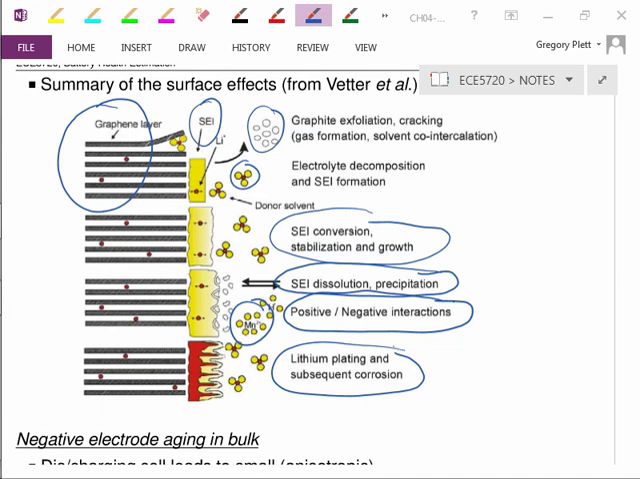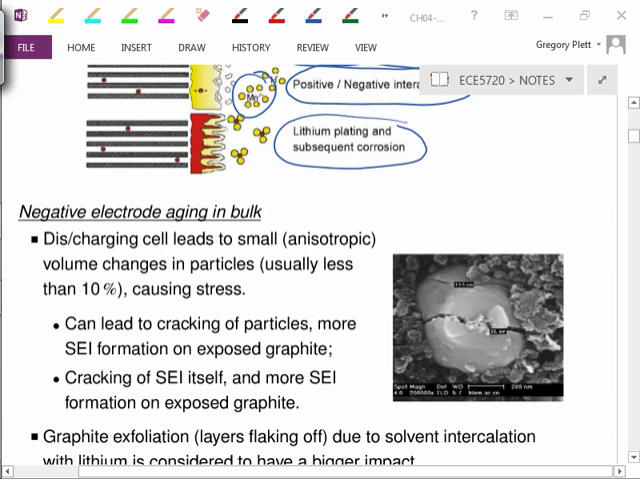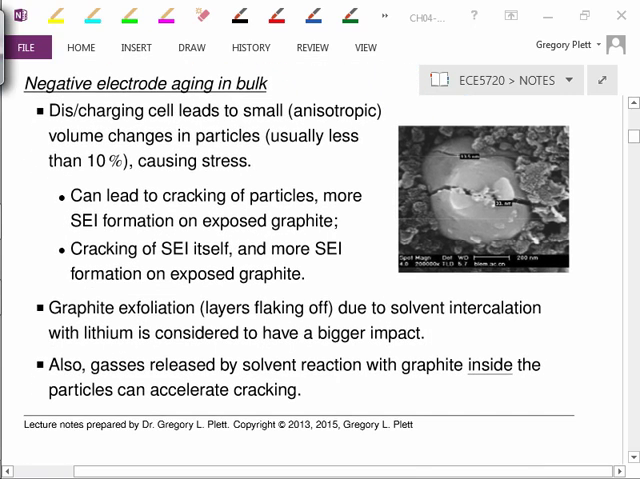We said there's three places aging occurs. One is surface, one is in the particles themselves, and the other is in the electrode. So let's look at the second one, which is negative electrode aging in the particles themselves.